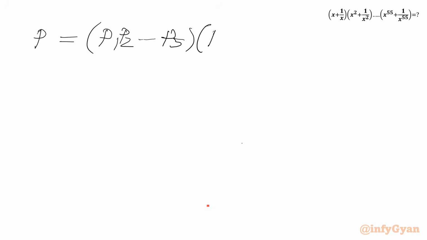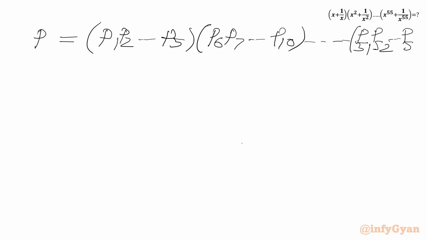Now we will calculate P. So I am writing here P equal to P1, P2 up to P5. Then we will write P6, P7 up to P10, dot, dot, dot. Then we'll write P51, P52 up to P55. So each bracket is 2.